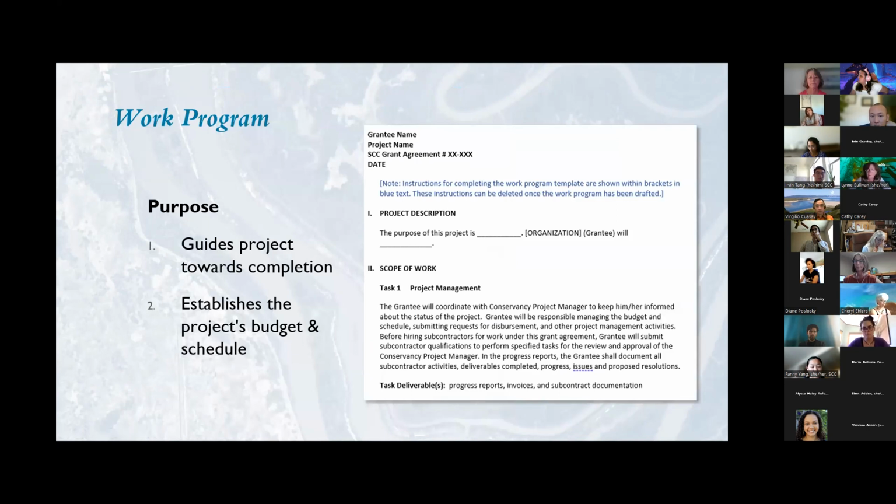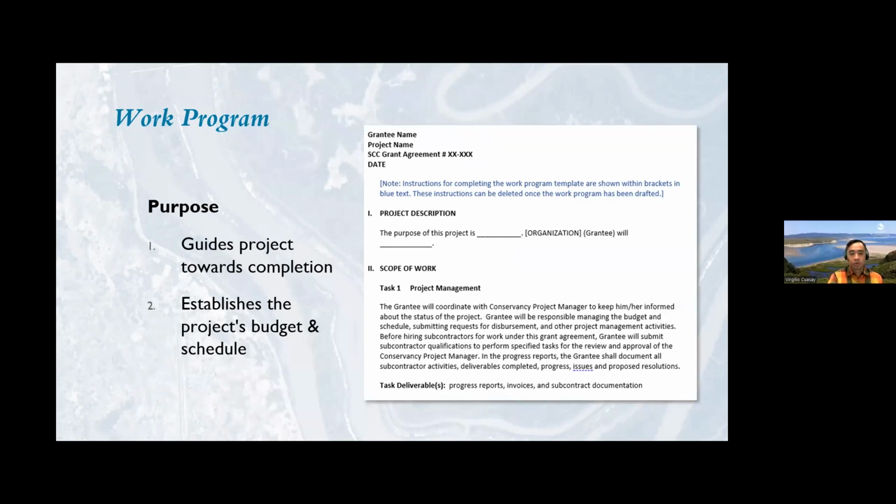Thanks, Irvin. The work program is part of the conditions precedent from your grant agreement, and it serves 2 main purposes. The first is to work alongside the grant agreement to guide your project towards completion. The second is to establish the project's budget and schedule.